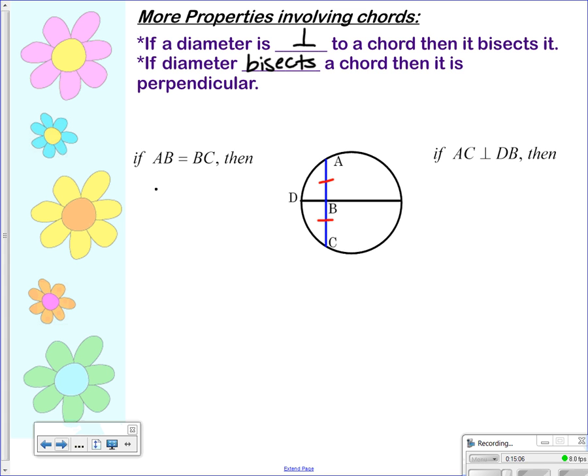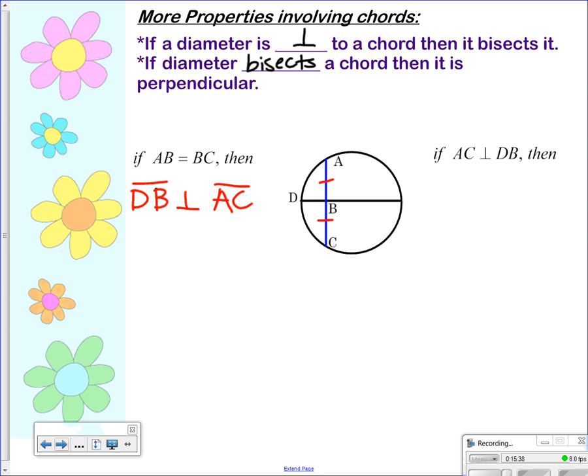I know right now that it bisects AC. So what does that tell me about maybe an angle that they create? Then they're perpendicular. So then I know that DB is perpendicular to AC. What it told me when it said AB is equal to BC, that told me that the diameter bisected a chord. And my property says if that happens, then it's got to be perpendicular.